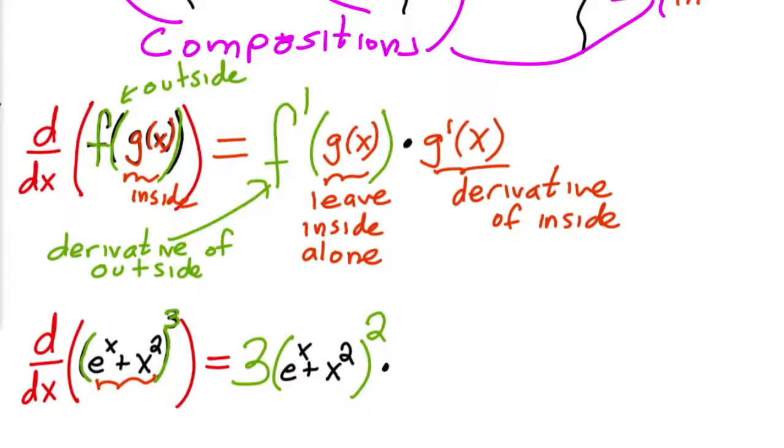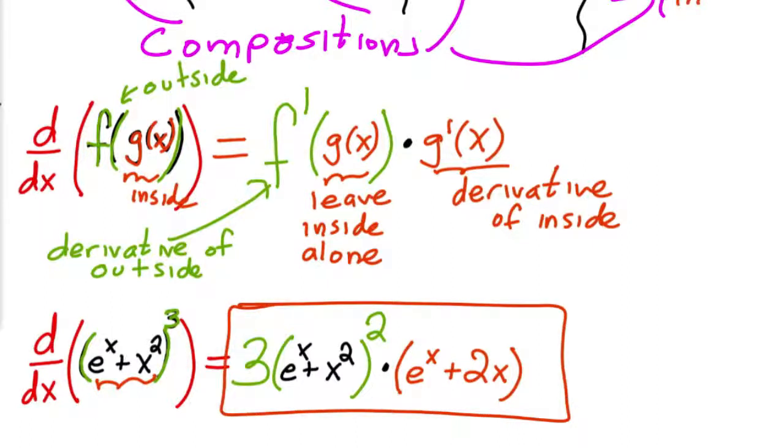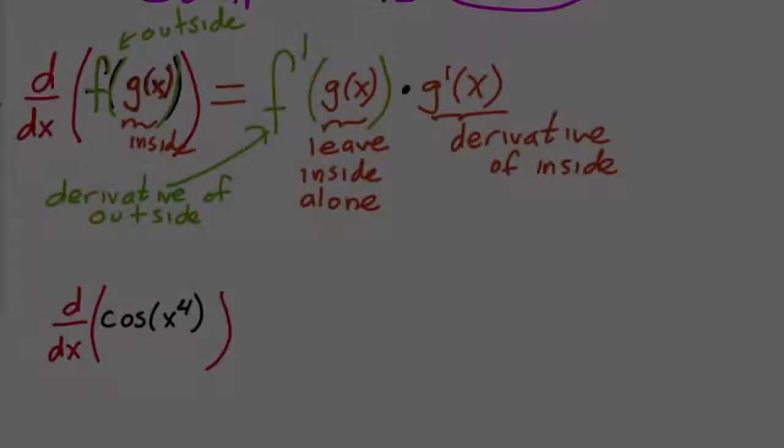And then times the derivative of the inside, which is simply e to the x plus 2x. And that's it. You're done. Okay, let's do the next one.